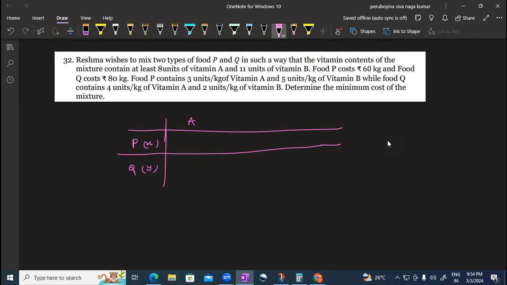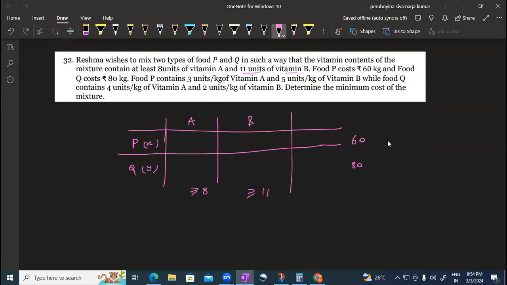So let us suppose vitamin A is there and it must be at least 8, meaning greater than or equal to 8 units of vitamin A, and at least 11 units of vitamin B. And food P costs 60 rupees per kilogram, and food Q is 80 rupees per kilogram.